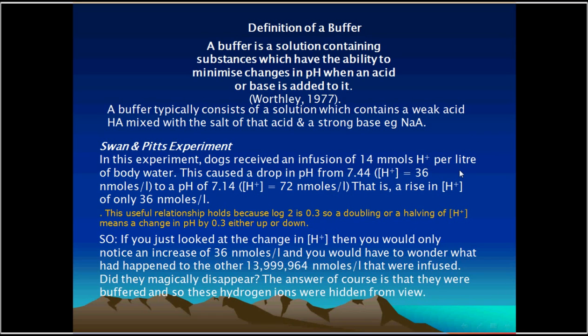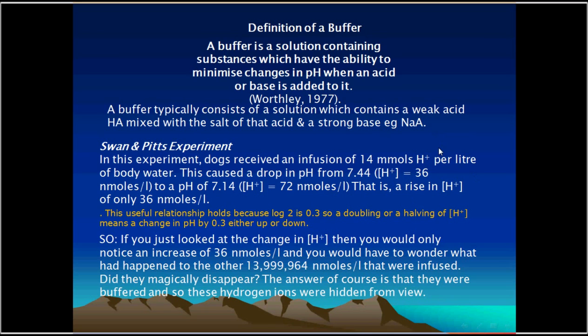And after infusion of this large amount of acid, they measured the pH of these dogs. They found that the pH before was 7.44, and after the infusion it dropped to 7.14. This means that the concentration of the hydrogen ion increased from 36 to 72 nanomoles, only doubled. This is an increase of 36 nanomole.